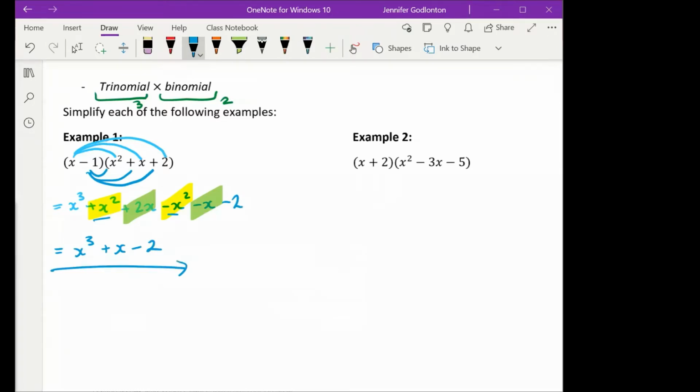Okay. Can you please all give example 2 a try for me and write your answers in the chat so I can see how we are doing with them?